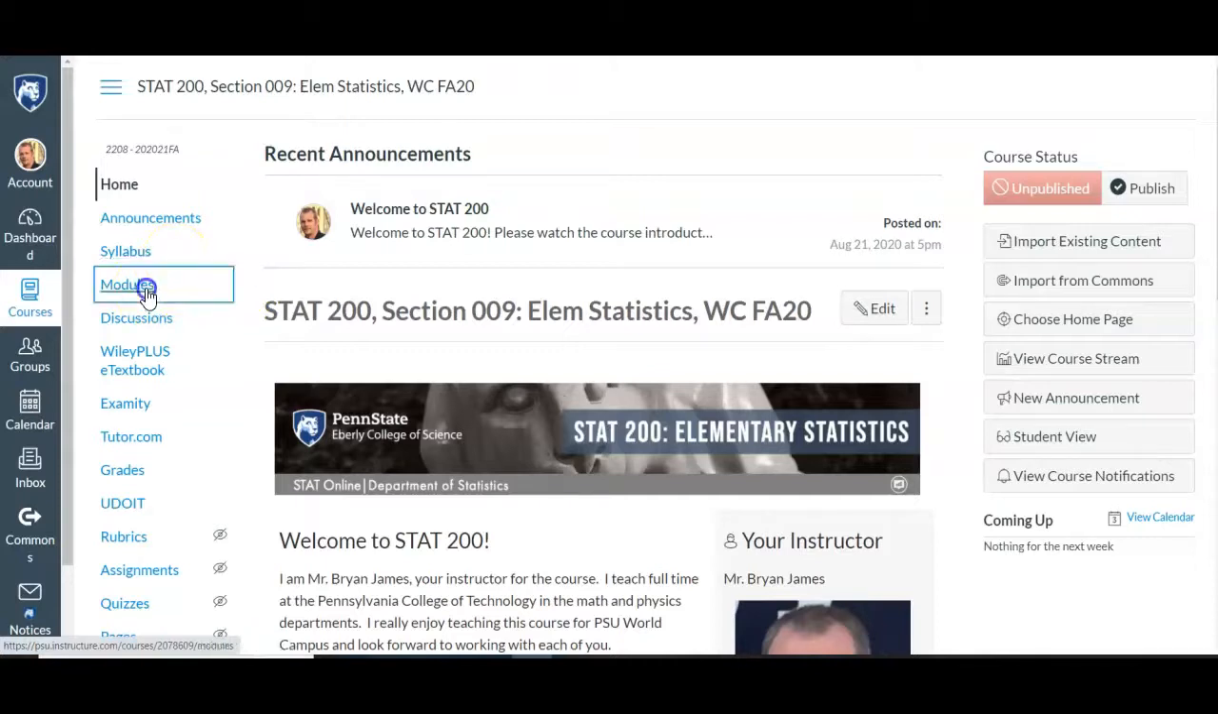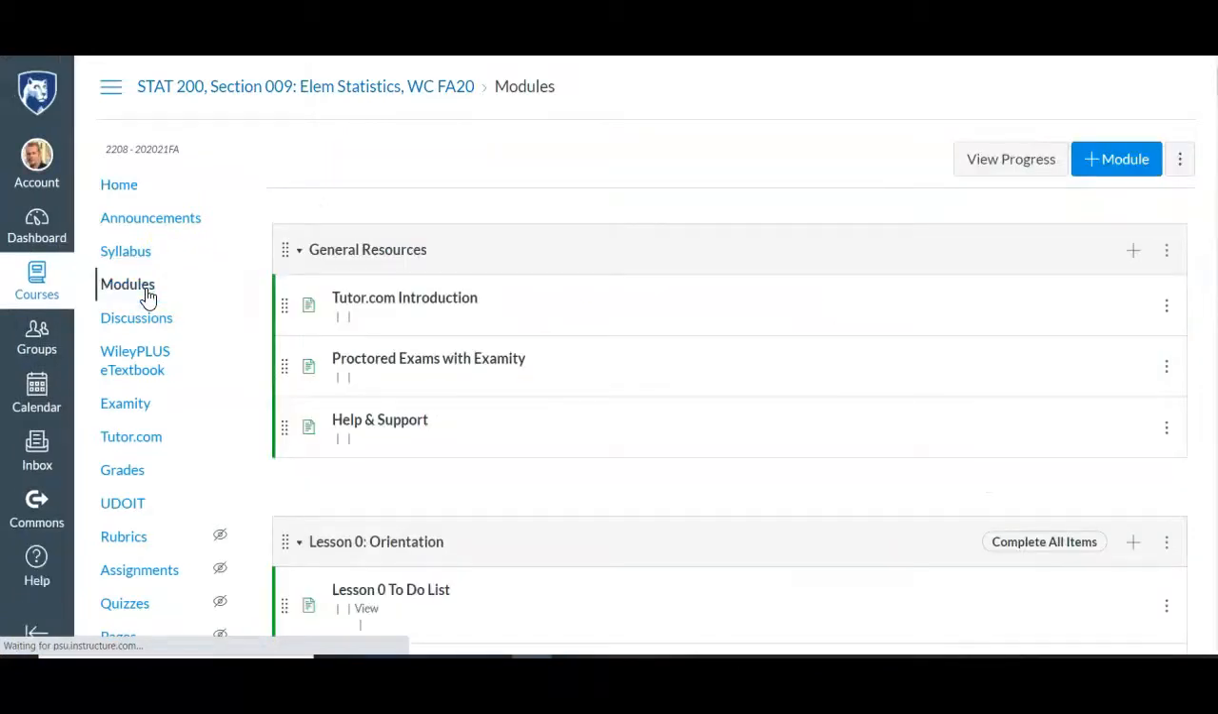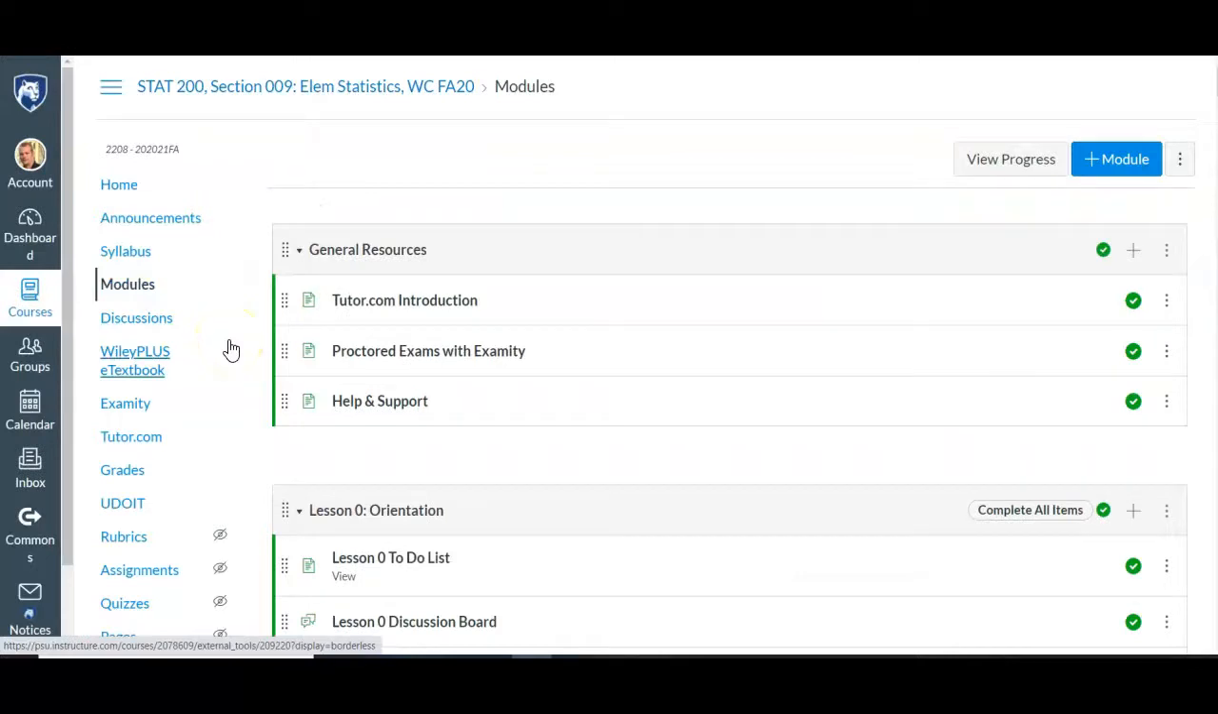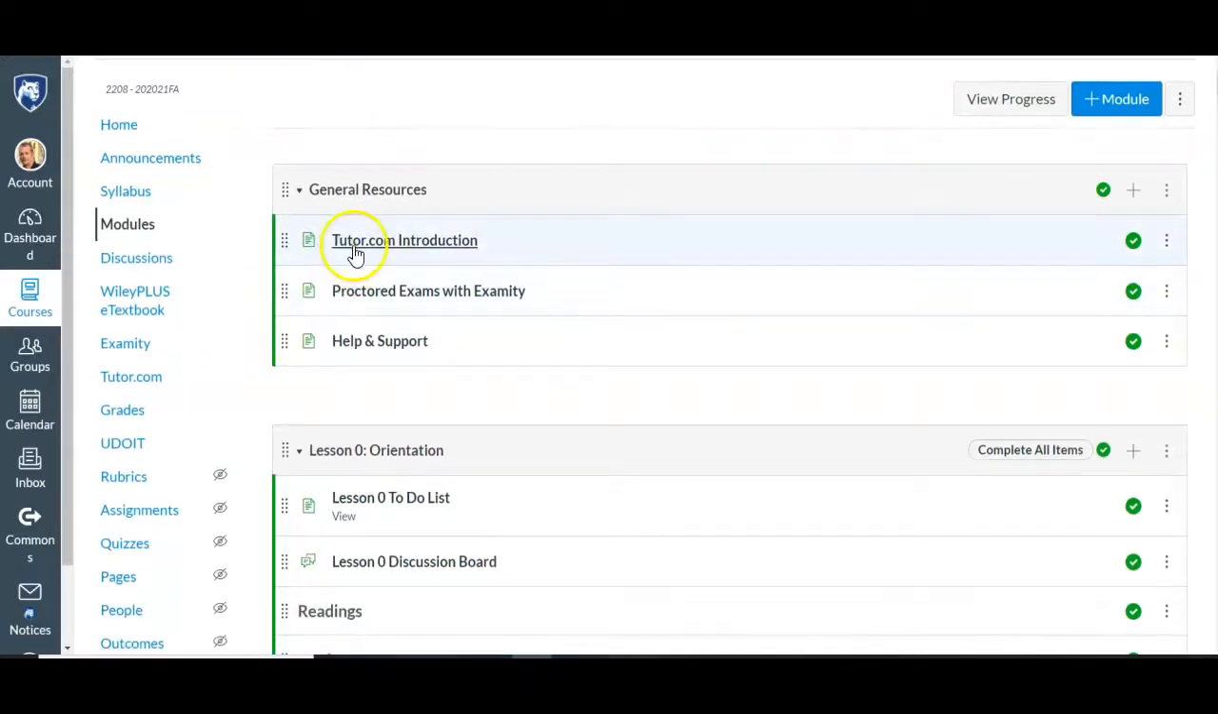Let's go to the actual modules. This is well thought out and well built by a web designer for the Stat 200 team. We have general resources for tutor.com, Examity as our proctoring software, and just general help and support. Technology issues you can run by me, and maybe I have a quick fix, but in general you need support from the technology people for those. I'm primarily here for the statistical content.